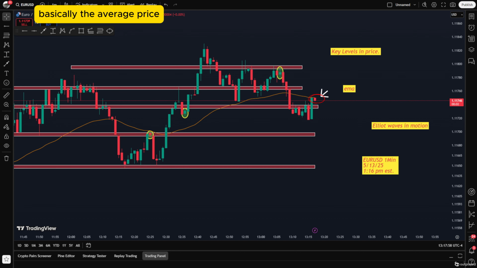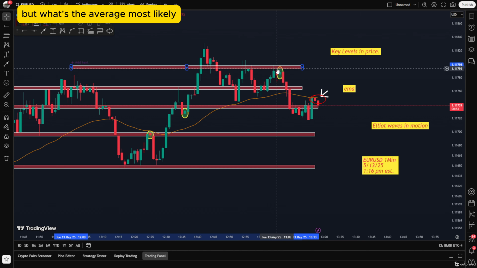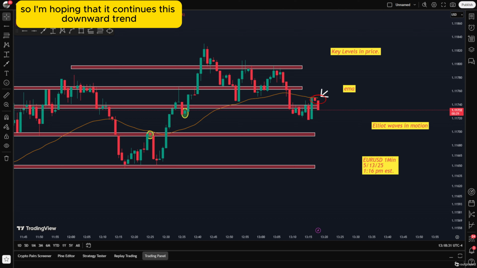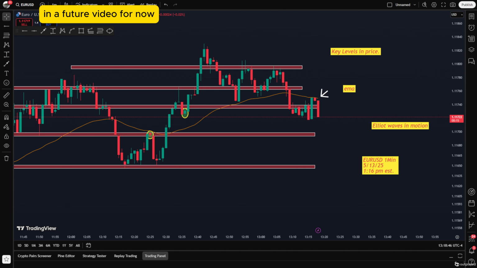So this is the exponential moving average. Basically, the average price. It goes up, it goes down, but what's the average? Most likely you'll see it touch the average price, and then, as in this case, it is a resistance. So I'm hoping that it continues this downward trend. And you'll learn a little bit more about EMAs in a future video. For now, we'll just continue watching the market. Use these key levels in price, also known as support and resistance.